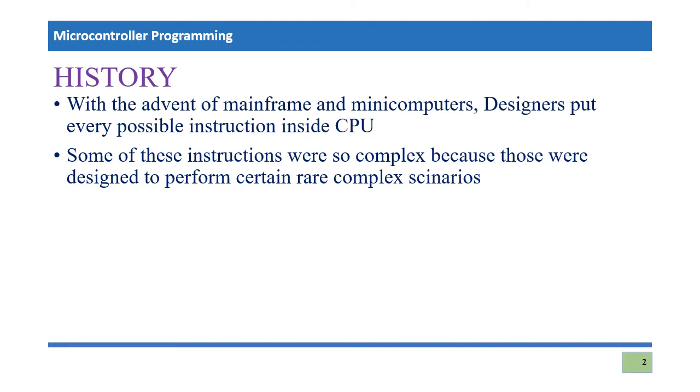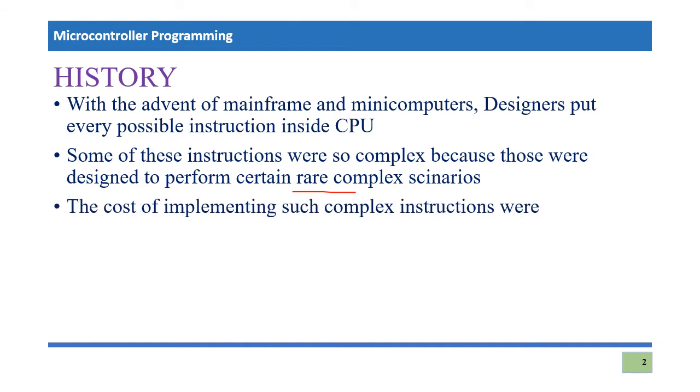The bad thing was those situations were rare. They were happening very infrequently. So what happened? The cost of implementing such complex instructions was very high, right? Because you were trying to cover every possible aspect which the CPU can face, but those were maybe rare. And it was also becoming cost ineffective because the CPU was using most of the time instructions which were designed for the simplified structures, for the simplified situations, but complex scenarios were not so frequent, right?